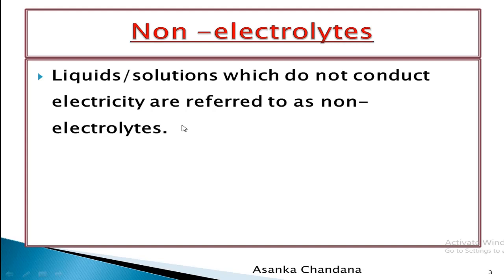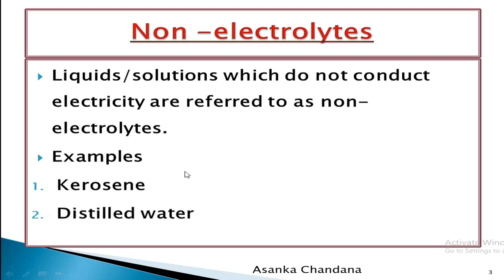Now we have learned what electrolytes and non-electrolytes are. Then we will learn the examples for the non-electrolytes. One of them is kerosene. Kerosene does not conduct electricity. Therefore, kerosene belongs to non-electrolytes. Second one, distilled water. Distilled water is also unable to conduct electricity. Therefore, distilled water also belongs to the non-electrolytes.